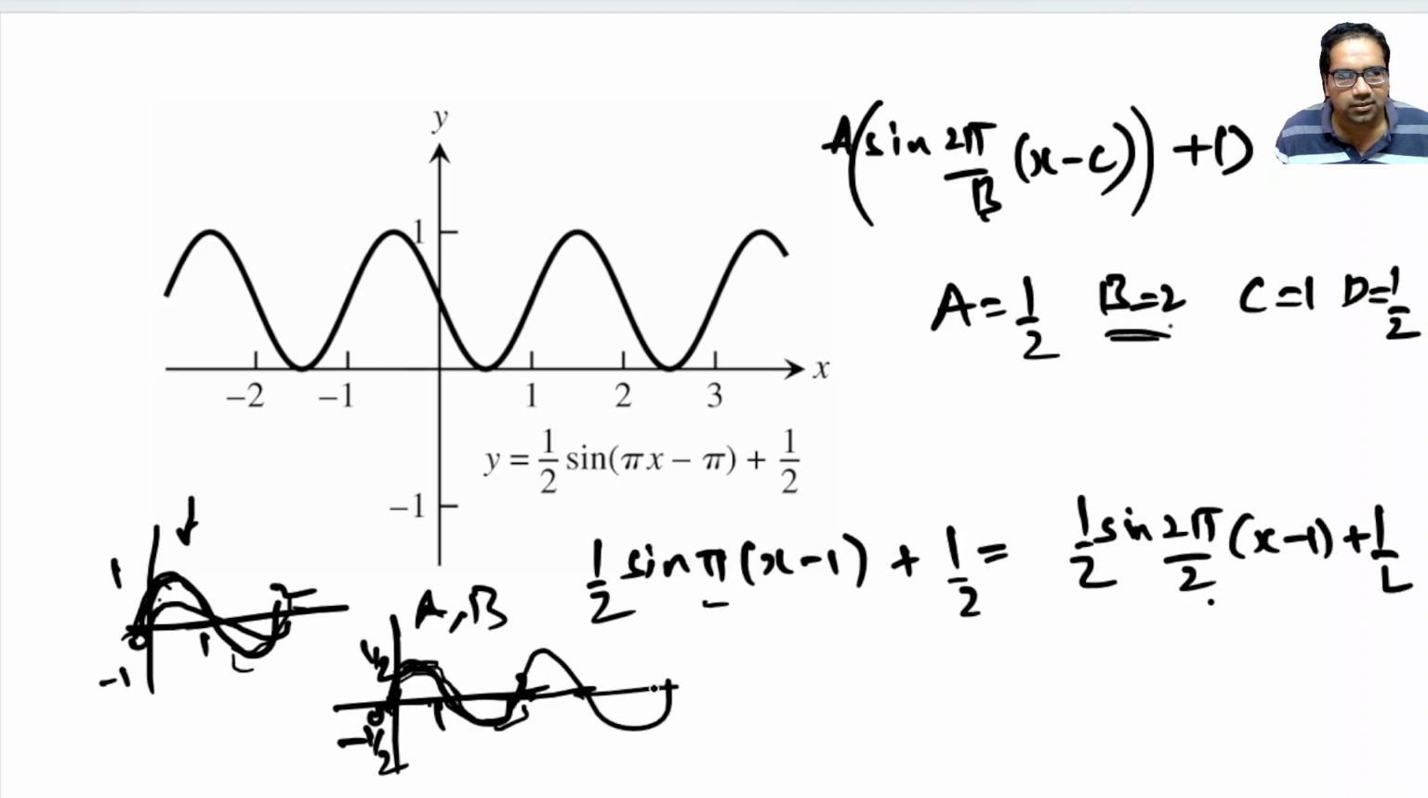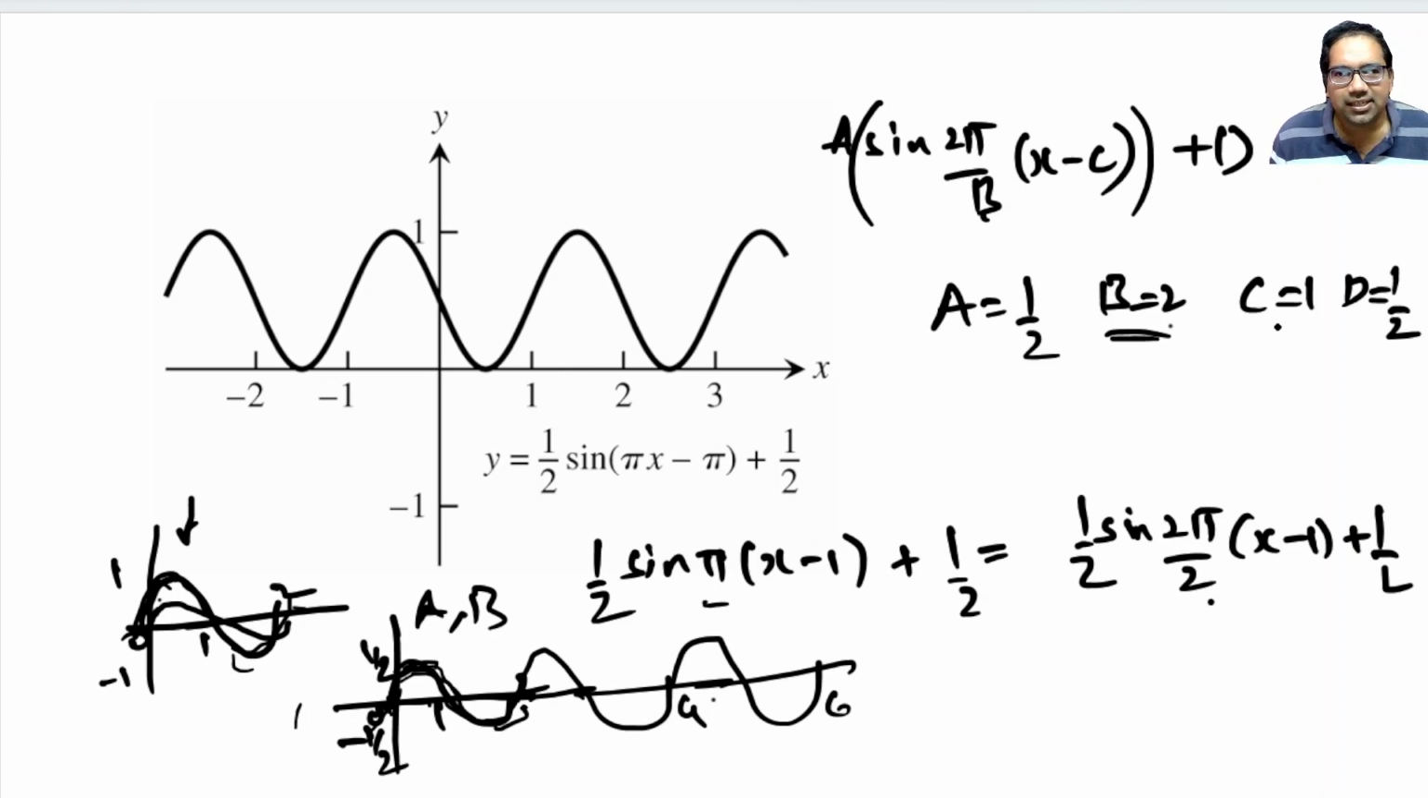So it will grow like this, from 2 to 4, then 4 to 6, likewise. Backward also it will repeat like this. And the graph is compressed by half. Multiplied by half means it is compressed. It was 1, and the highest and lowest have become plus half and minus half.